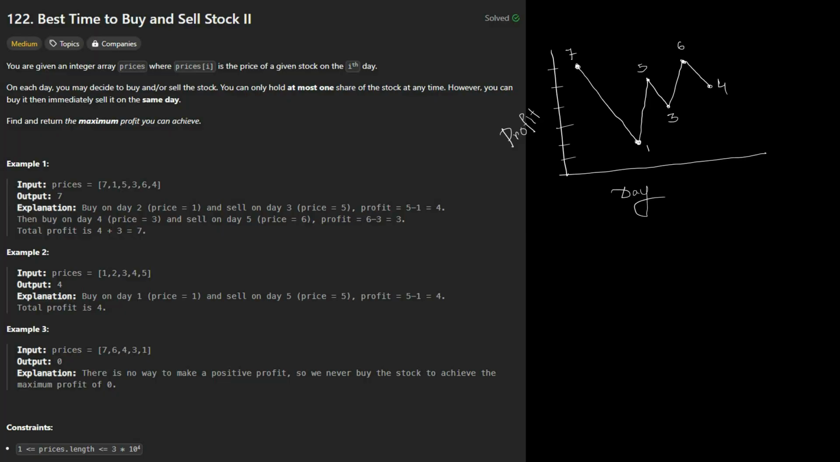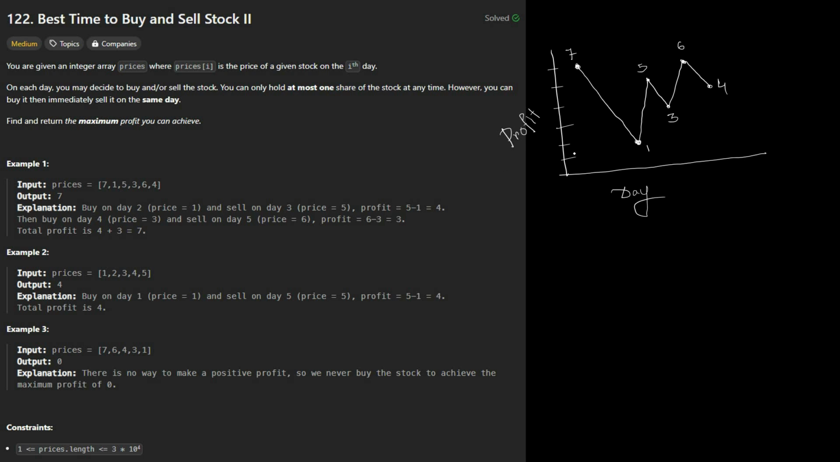Hi everyone, in this video we are going to solve Best Time to Buy and Sell Stock Part 2. Again, we are given an integer array prices where prices[i] is the price of a given stock on the ith day. Unlike the last problem, where we had to find the best time to buy a stock and sell a stock, here on a given array we can perform multiple sell and buy operations.